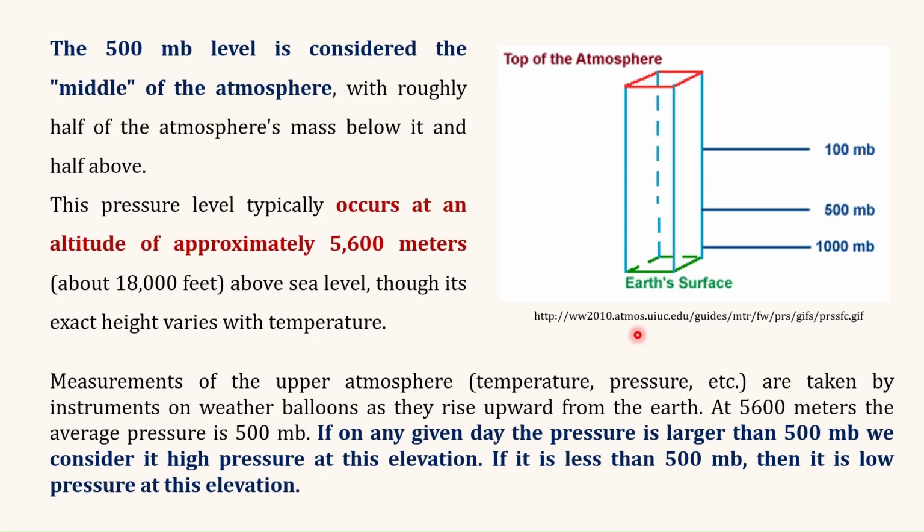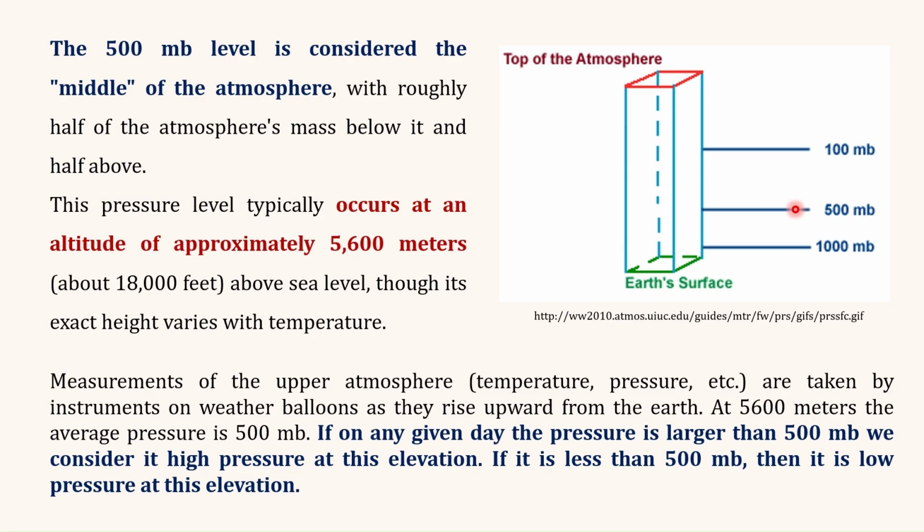Measurements of the parameters like the temperature, pressure, or humidity in the upper atmosphere is done by using the radiosondes, which is placed on the weather balloons. As these weather balloons rise upward from the earth, they continuously monitor and record the data for different parameters, and it is continuously sent to the ground stations. So, from the data collected from the upper atmosphere, it has been observed that at the altitude of 5600 meter from the Earth's surface, the average pressure is 500 millibar.